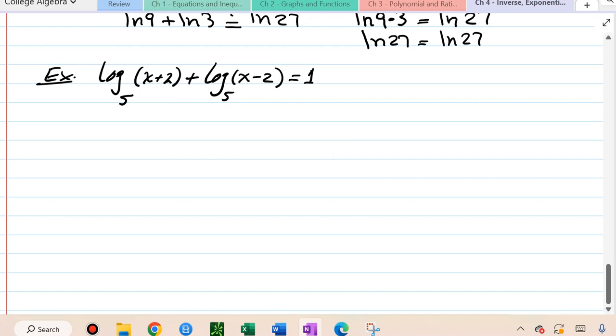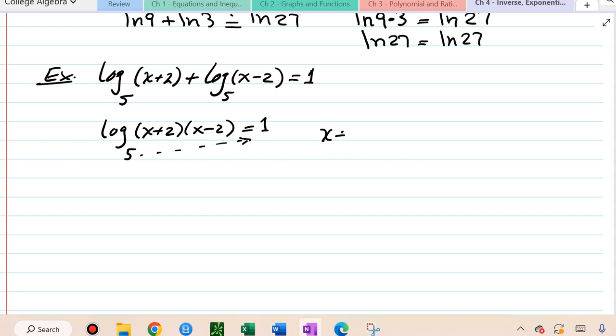Well, I'm going to combine. I only have log on the left and number on the right. So I'm going to combine logs using properties of logarithms. If it's plus, you multiply. If it's minus, you divide them. So I'm going to go x plus 2 times x minus 2. Remember, if it's the sum of the logs, it becomes log of a product. And then at this point, we're going to rewrite them in exponential form. In exponential form, this reads x plus 2 times x minus 2 is equal to 5 to the first power.